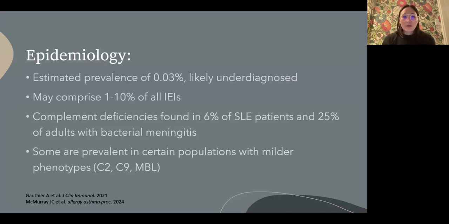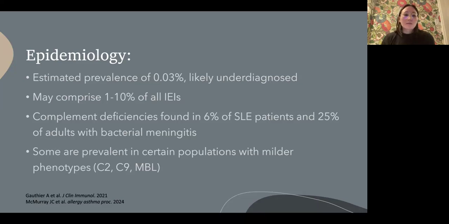So in terms of epidemiology, overall, these are very rare diseases. They are even rare amongst the inborn errors of immunity. So as many as 10% of all IEIs and an estimated prevalence of 0.03%. We'll talk about some exceptions because there are some populations that have complement deficiencies that have quite a mild phenotype or are asymptomatic. So it's very possible that there's a lot of people walking around with complement deficiencies that are just not very clinically prominent.